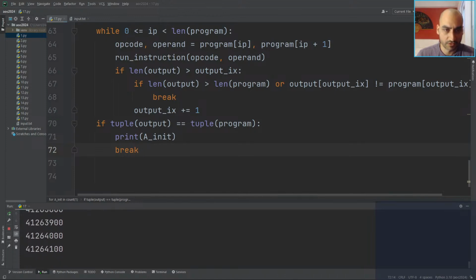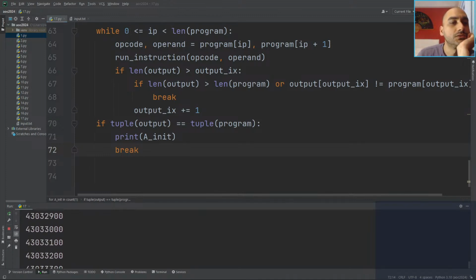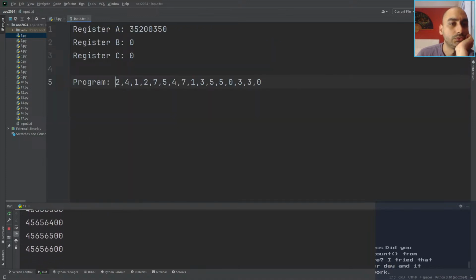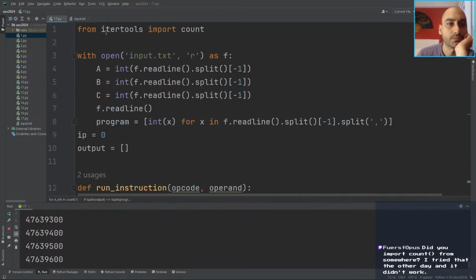Wondering if we're going to have to actually look into what the program is doing. But we want the very first output to be 2. Did you import count from somewhere? Yeah, count is from itertools.